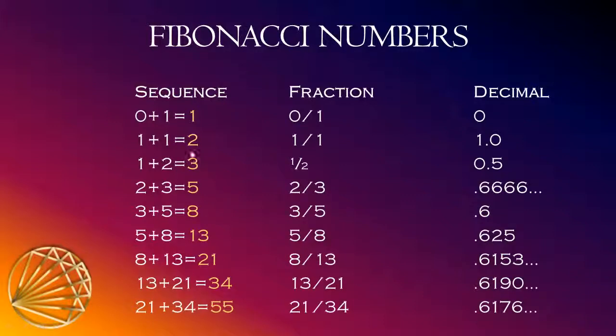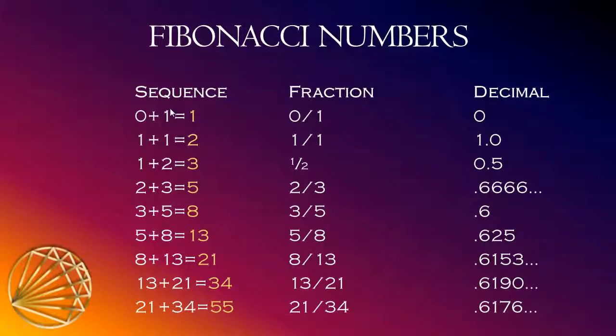Now from this equation, we add 2 and 3 together to get 5. Notice 2 plus 3 equals 5. Now we add 3 plus 5 together, we get 8. 5 plus 8 equals 13. 8 plus 13 equals 21. 13 plus 21, 34. 21 plus 34, 55, and so on.